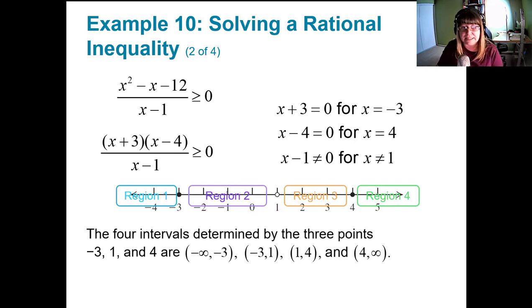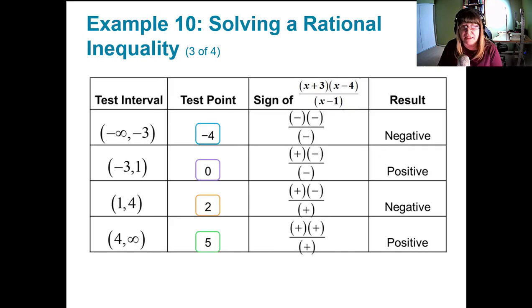All right, so here we go. These are the values I'm going to choose. In the blue region, I'm just going to choose negative 4. When you plug negative 4 into your inequality, negative 4 plus 3 is a negative value. Negative 4 minus 4 is a negative value. Negative 4 minus 1 is a negative value. And these two negatives cancel out, leaving me a result of negative.